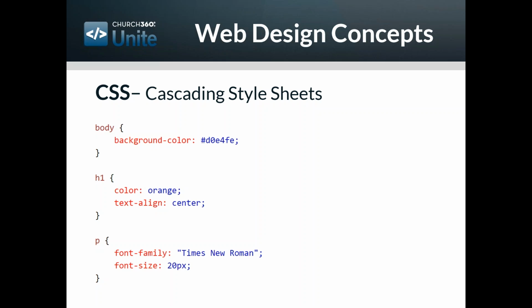As you say, anything that is our header 1 will look like this. Have orange, it'll be centered. Anything that's in the paragraph will be Times New Roman. And so it's really a great way to provide consistency across your website by defining everything that is like one another to look the same.